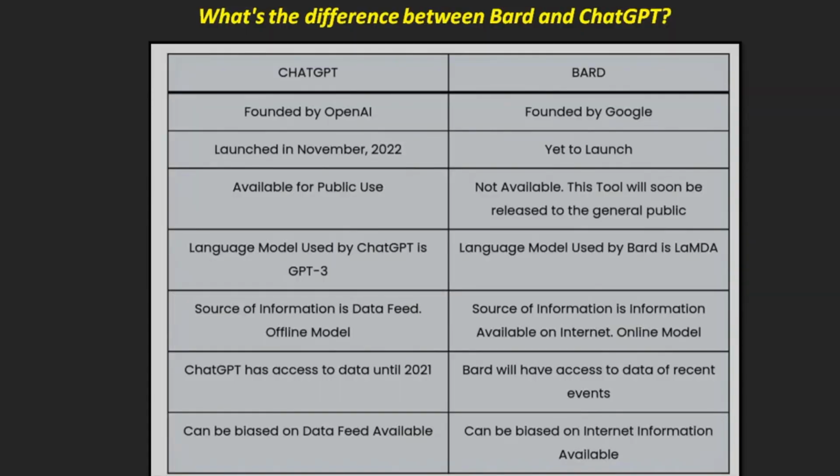ChatGPT was released in November 2022, while Bard launched in February 2023. ChatGPT has access to data up to 2021, while Bard will have the latest information. Using Google's language model for dialogue applications, LaMDA, Bard generates high quality and human-like text based on a prompt.